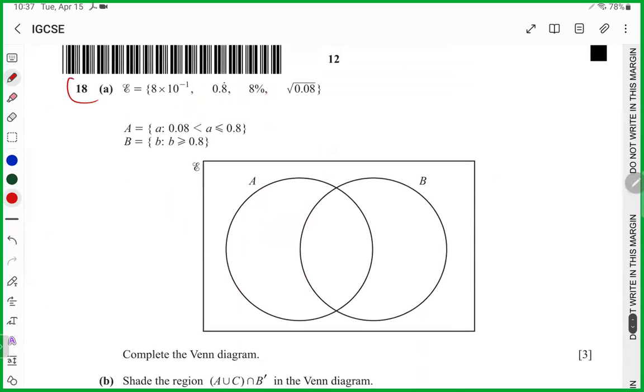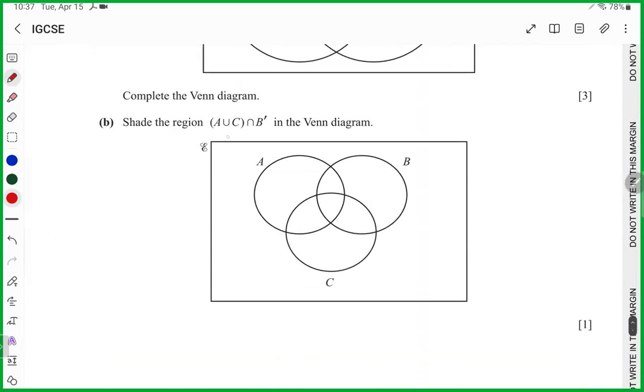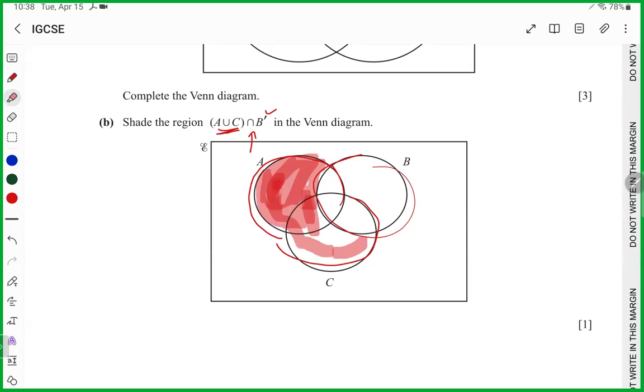We can skip this for now. It's no more coming in the calculator portion. Yes, shade the region in which A union C, so this is A and this is C, intersection common with B complement. So this is not required. So the only thing left is then this one.